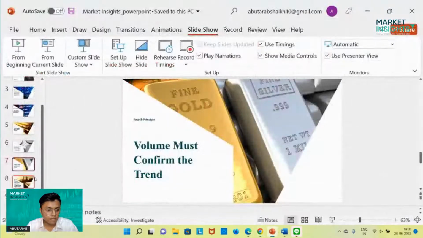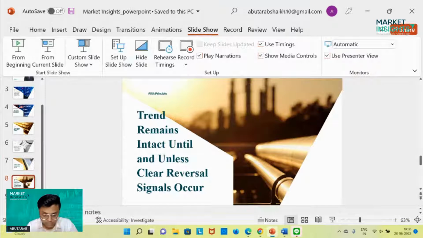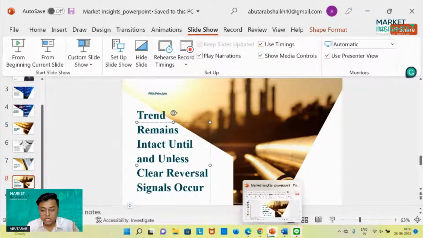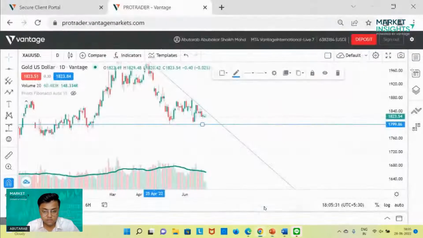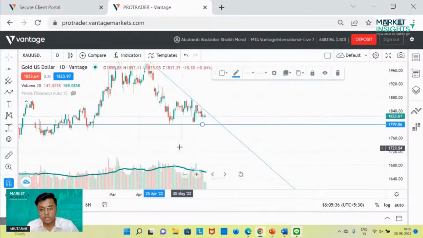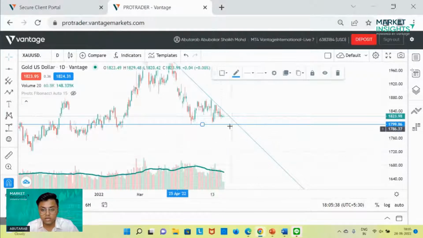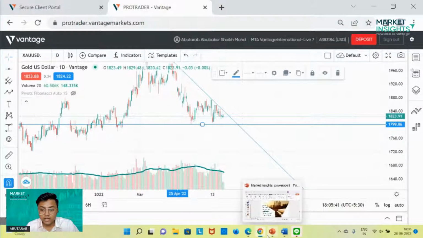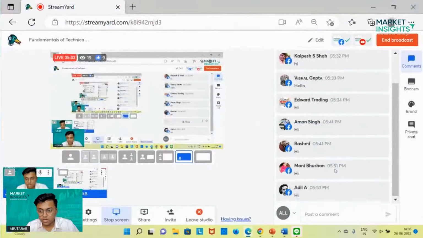Another principle that we are going to learn is the last principle. So thank you very much for bearing with this old but very outstanding theory and learning from it. And this is: trend remains intact until and unless clear reversal signals occur. Now, for the trend to reverse, we all wait for reversals to take a position, because we know that is a cash cow in the market. So we wait for that particular reversal.